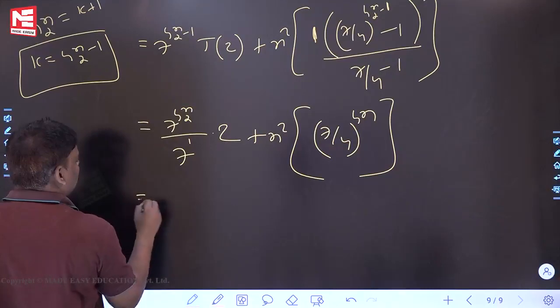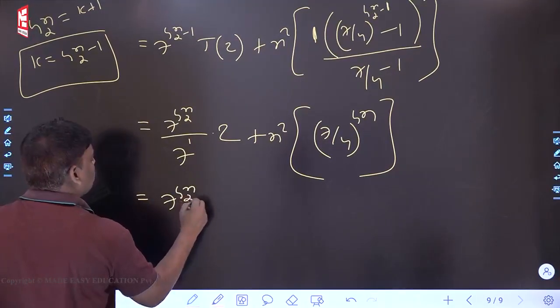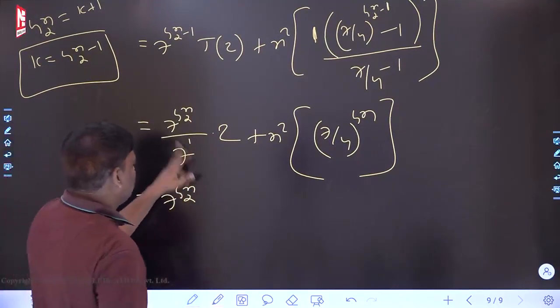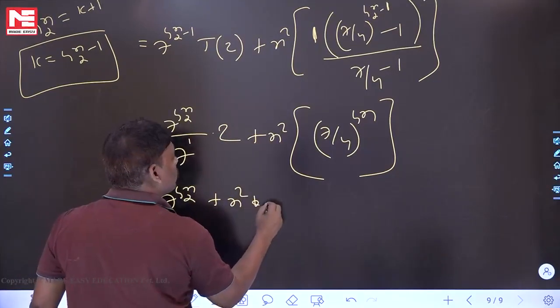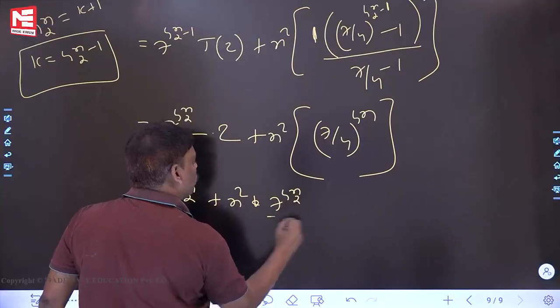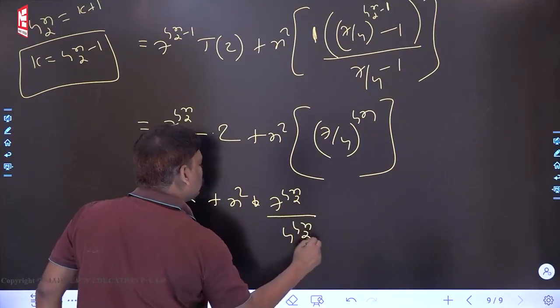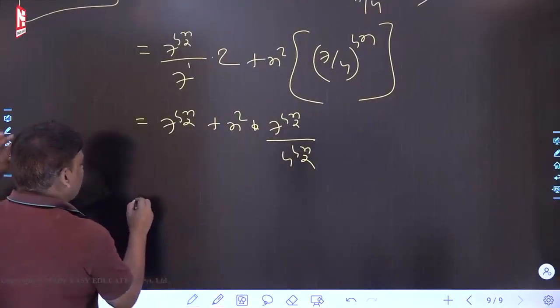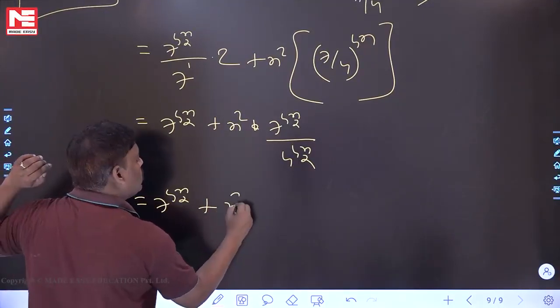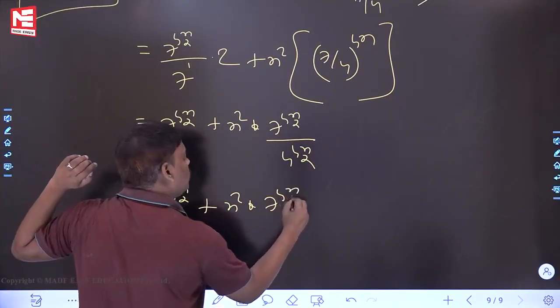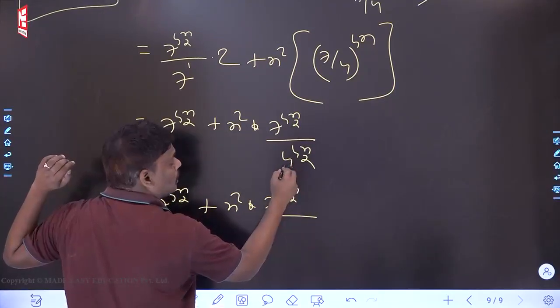This can be written as 7 power log n base 2, forgetting about the small constants. This is also a constant, plus n square into 7 power log n base 2 by 4 power log n base 2. Now this 4 can be written as, right?